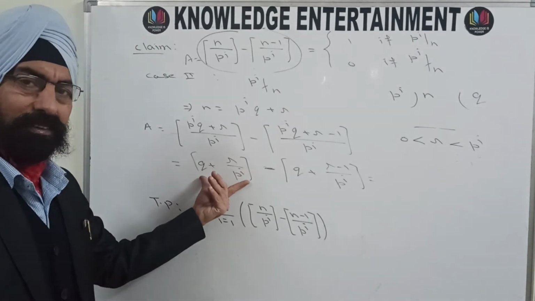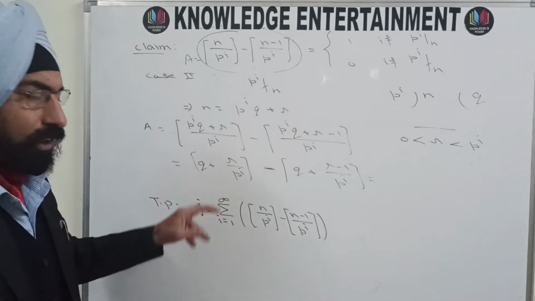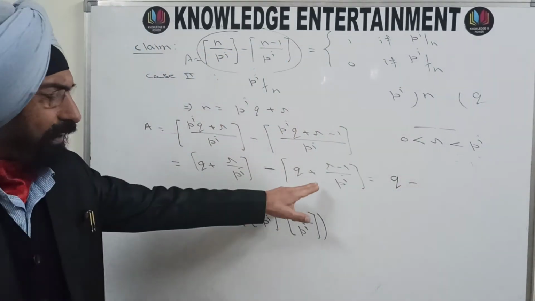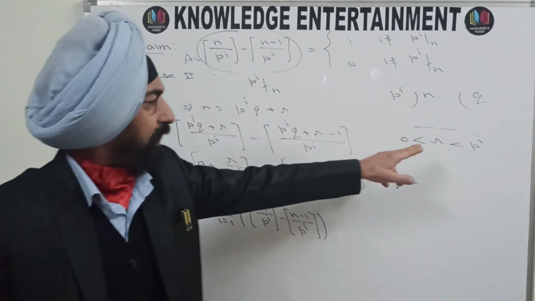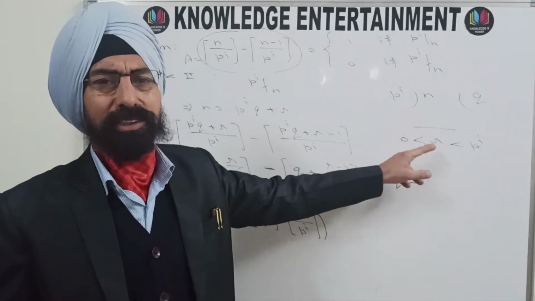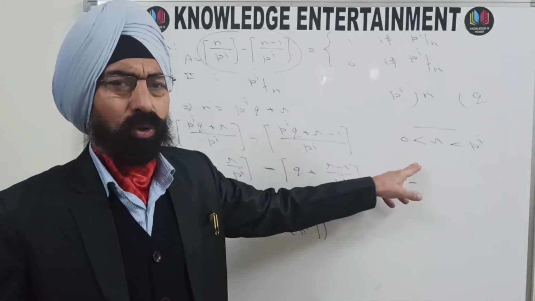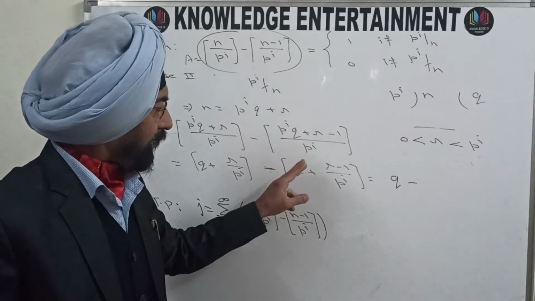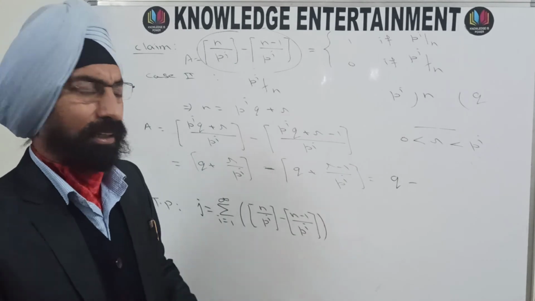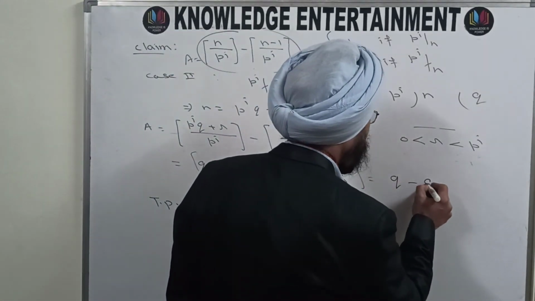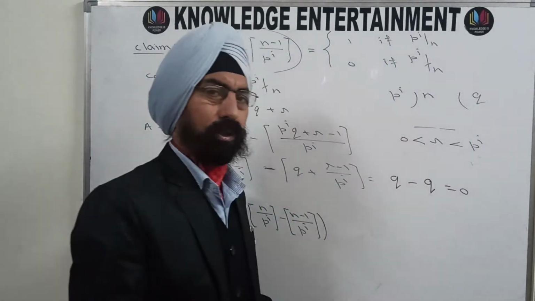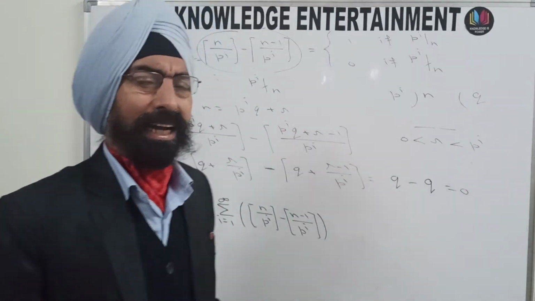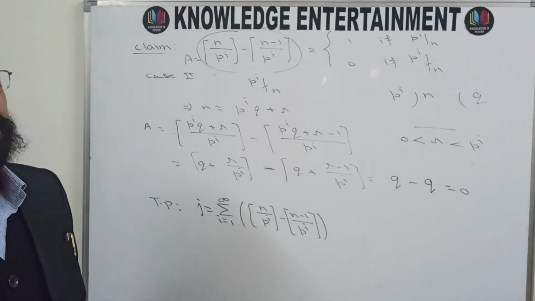Its greatest integer will be the integral part, and the integral part is q. So you will get q here minus. Once again, this r minus 1, since r is greater than 0, r minus 1 may be equal to 0, otherwise it is some fraction. So 0 or fraction: some integer plus 0 or a fraction. Once again the greatest integer part will be q. So it is q minus q equal to 0. That means we have proved that this is equal to 0 whenever p^i does not divide n.